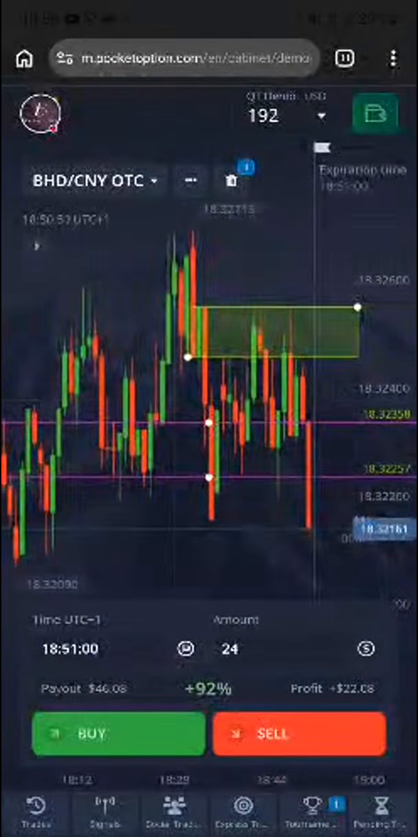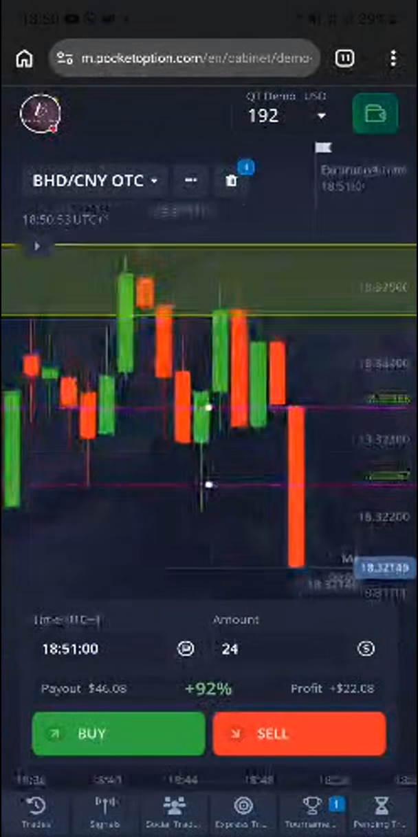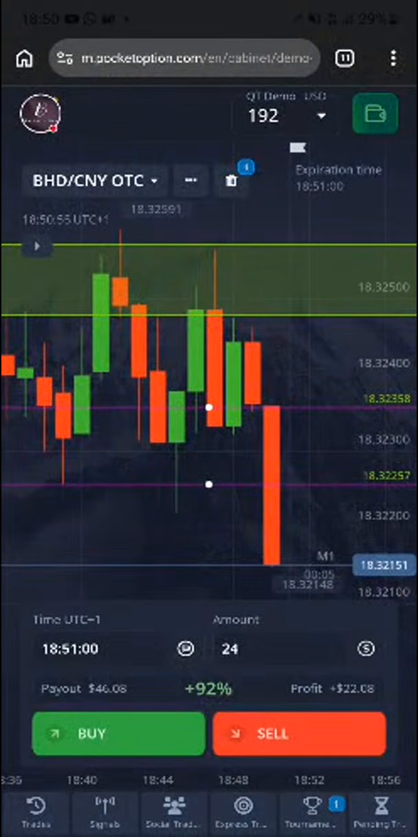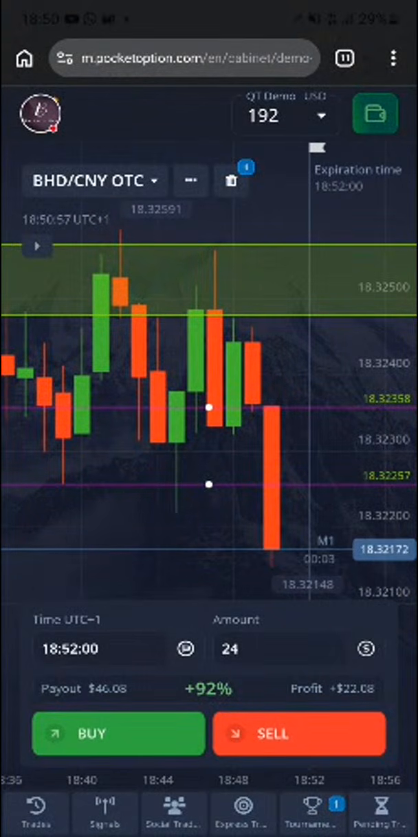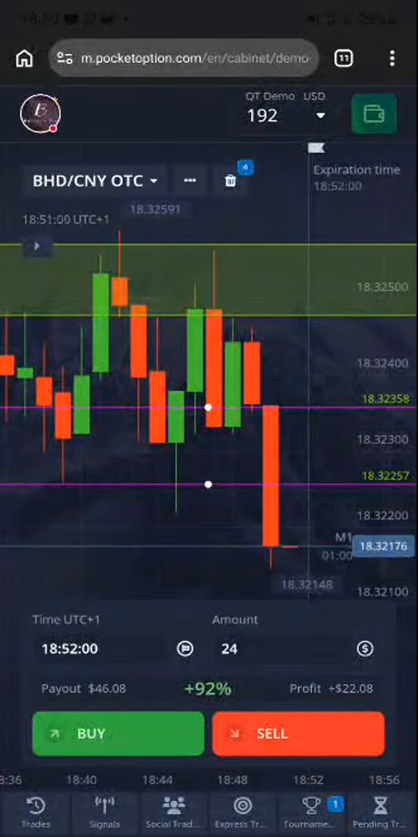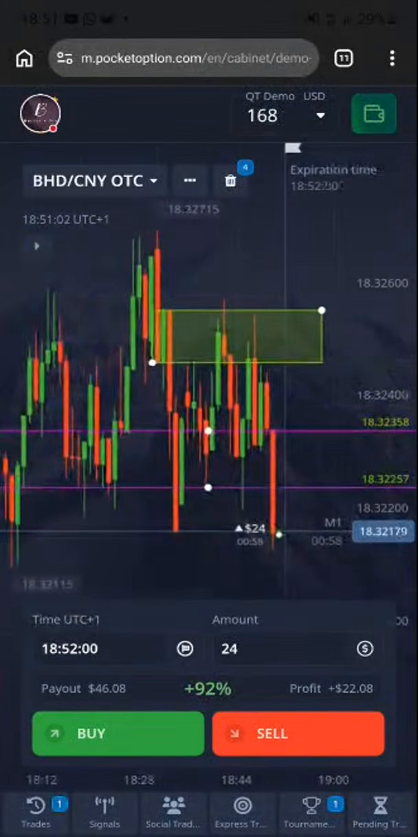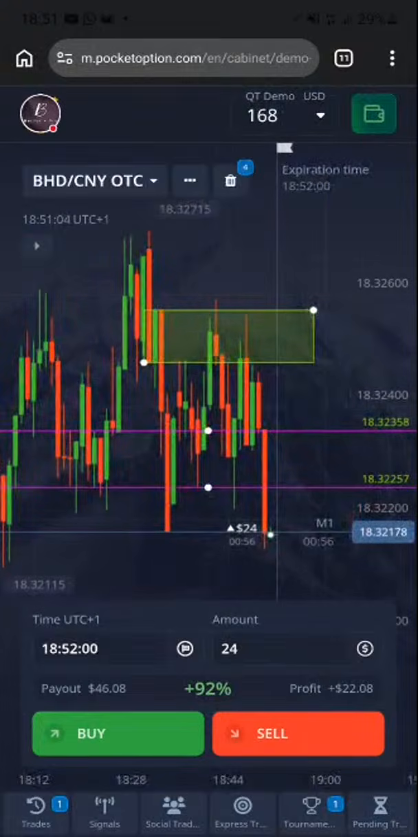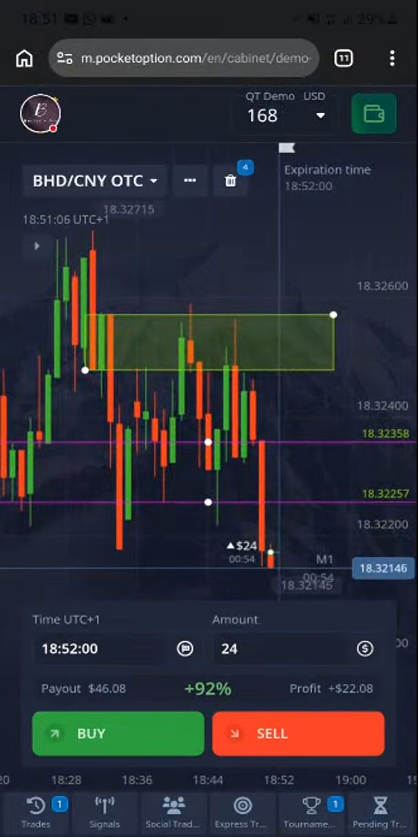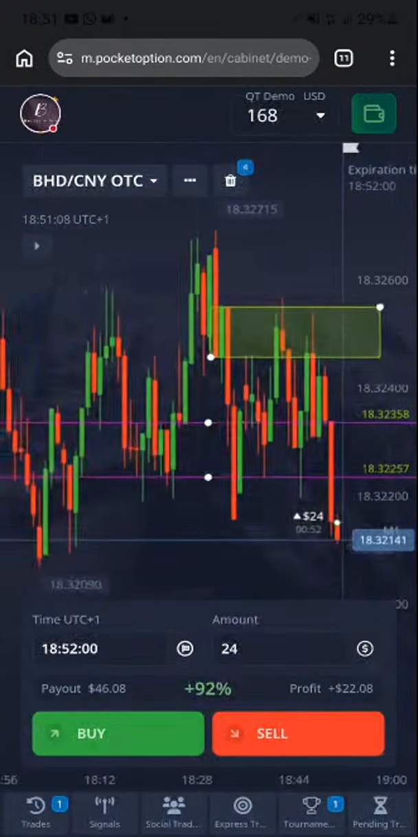I can go with the buyers, especially if we have a gap down. I would go with buyers. If I have a gap up, I won't take the trade. But if I have a gap down, I will do it. Okay. No gap down, but I'm still going to take the trade anyways. So I'm expecting the buyers to come in. Let's see if that happens.